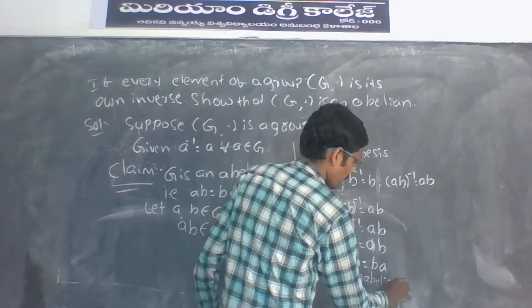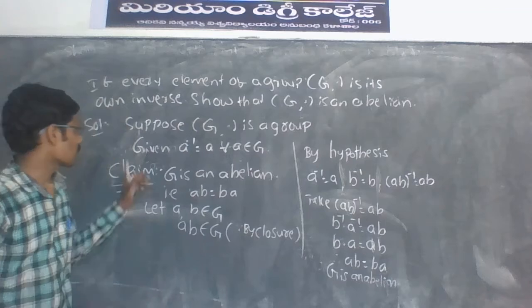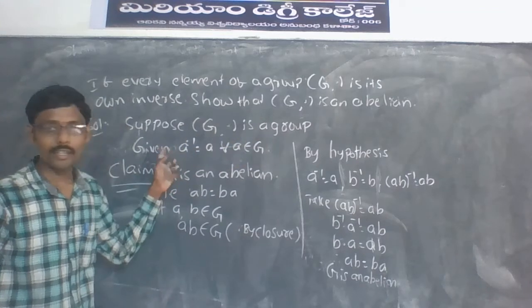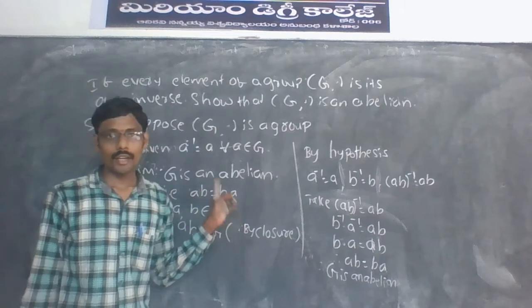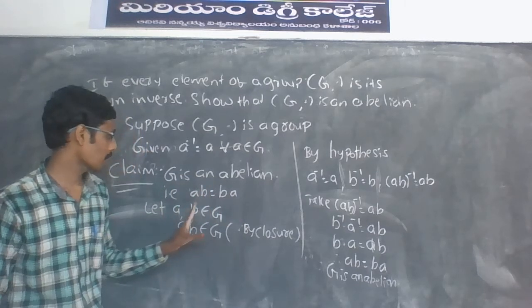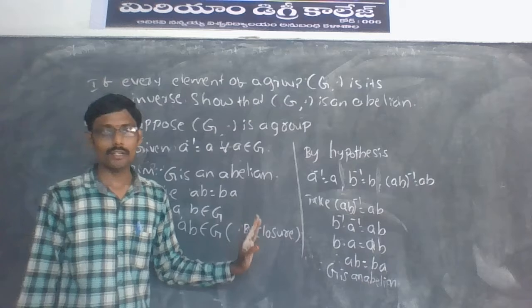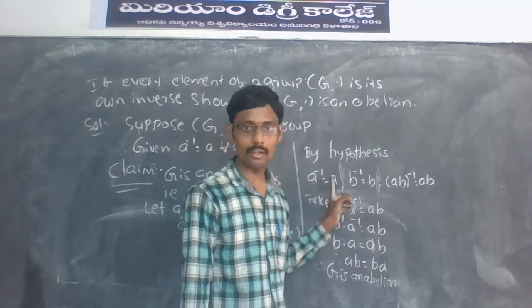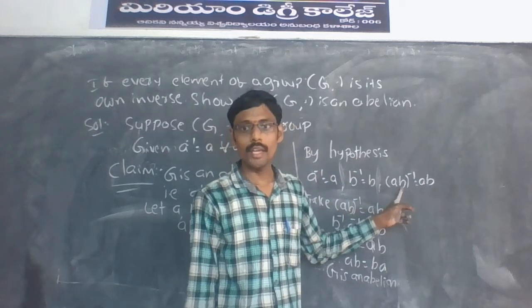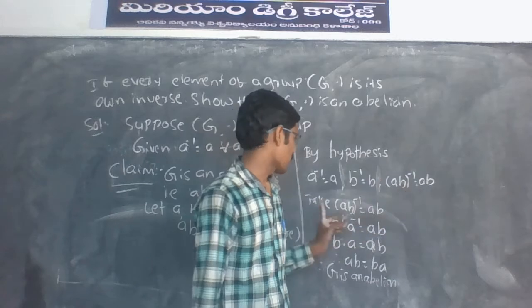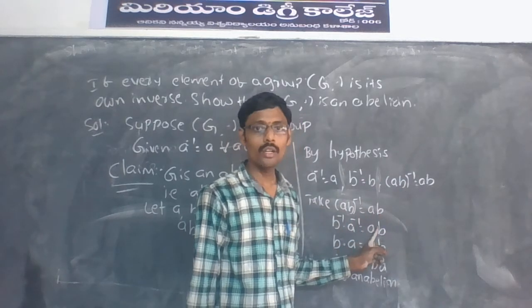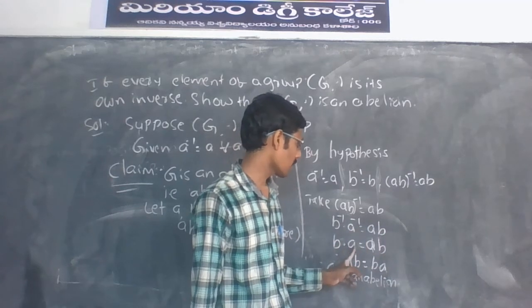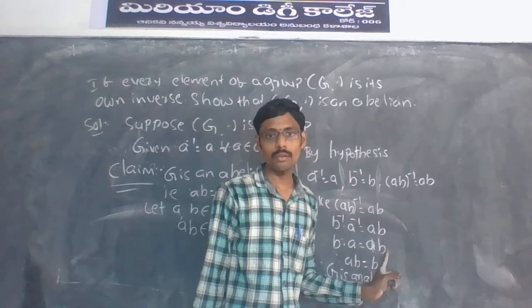So, suppose (Z, dot) is a group. Given A inverse is equal to A, Z is an abelian, that is AB is equal to BA. Claim: A, B belongs to Z, by closure AB belongs to Z. By hypothesis, A inverse is equal to A, B inverse is equal to B. (AB) inverse is equal to AB. B inverse into A inverse is equal to AB. We have BA is equal to AB. Therefore, AB is equal to BA.